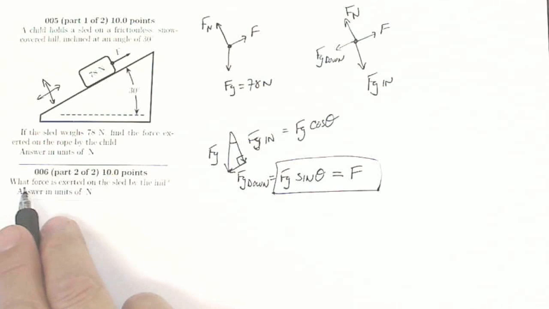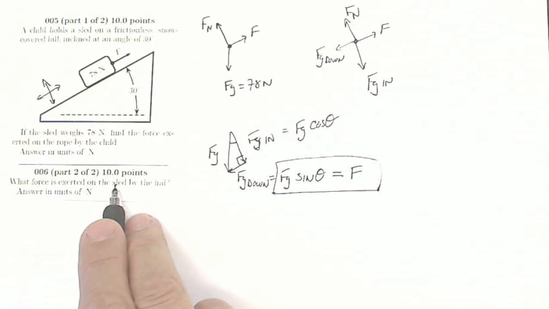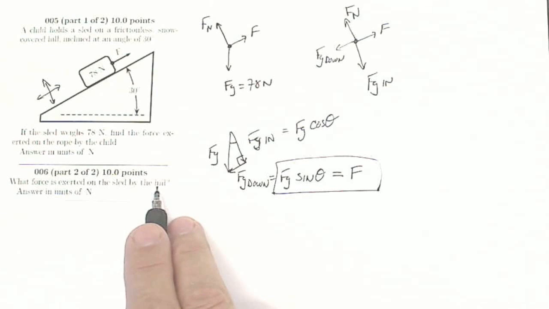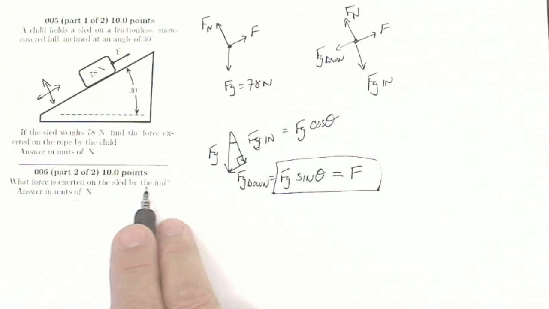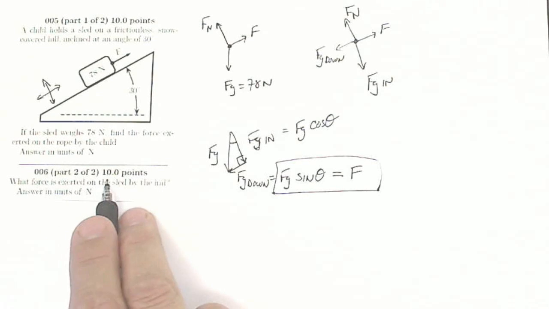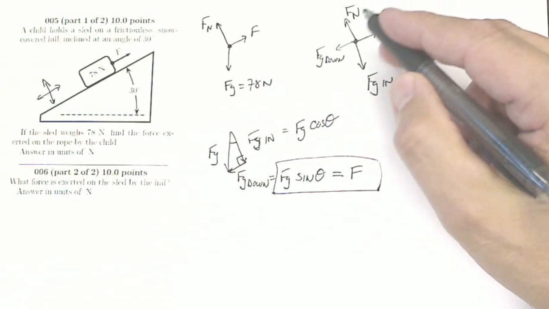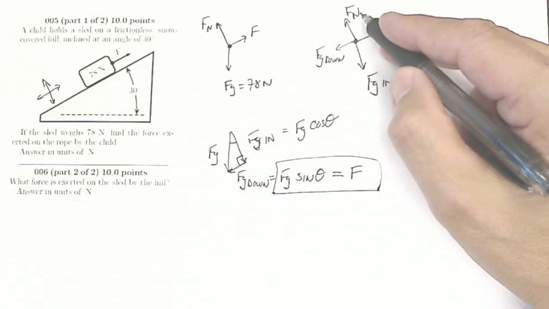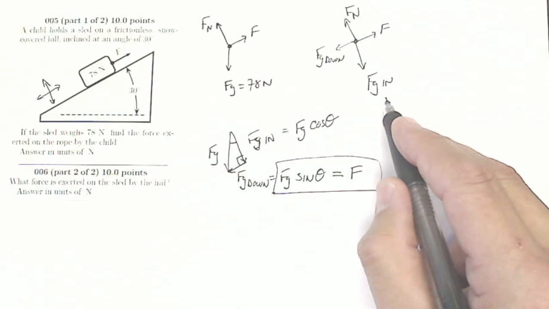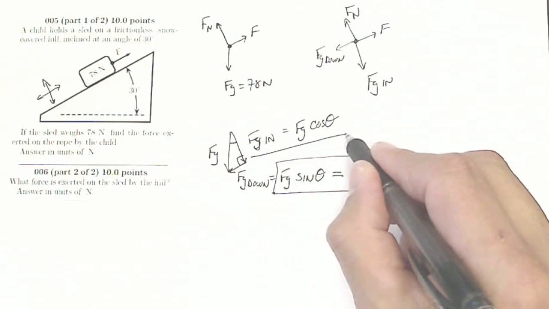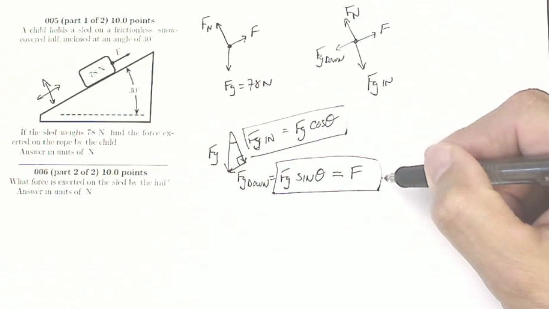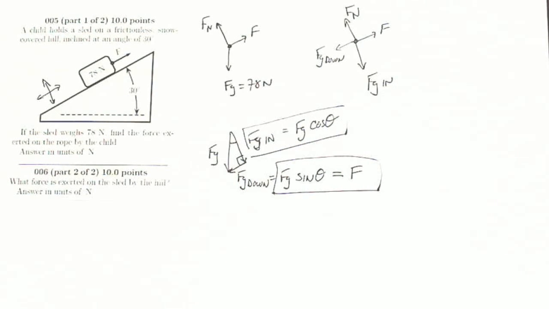Question number 6 says, what force is exerted on the sled by the hill? Well, that's what you call a normal force. The sled is pushing on the hill because the hill is pushing on the sled, and so however much the sled pushes on the hill is how much the hill pushes back. So I'm looking for my normal force in this case. So that's going to be the force of gravity in, but I've already determined that that is going to be the force of gravity times the cosine of theta. So there's my answer to question number 5, and there's my answer to question number 6.